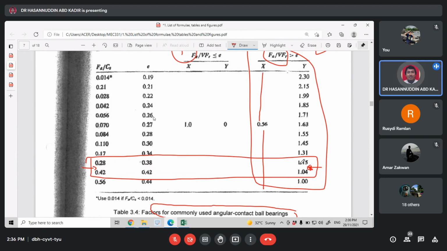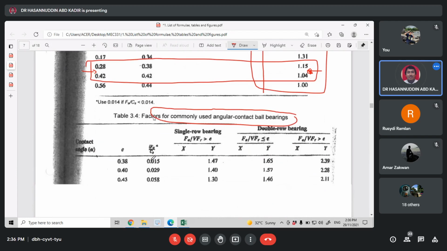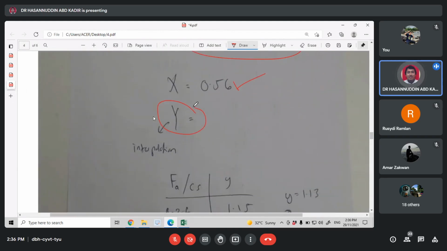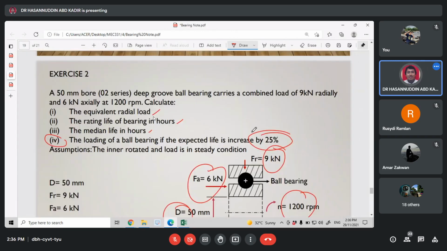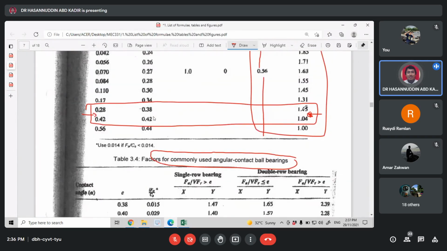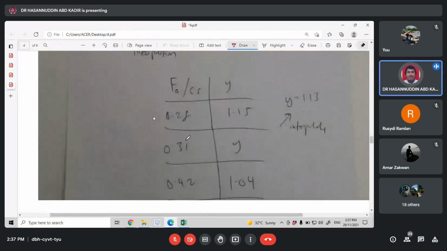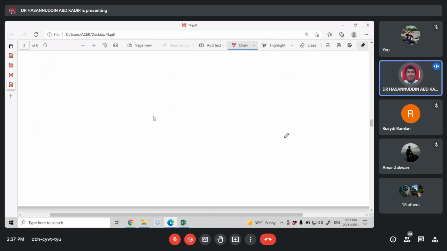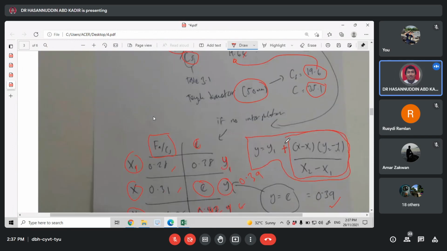This one too, we have to do the same. Then we know the value of x. X is similar, 0.56, but we don't know the value of y. We cannot easily put the value of y there as 1.04 or 1.15. Then we need to do another interpolation. So this one you must do for your own practice. You select the same condition, FA over CS here. FA over CS here gets 0.31. Same as before, use this formula, the formula for interpolation.